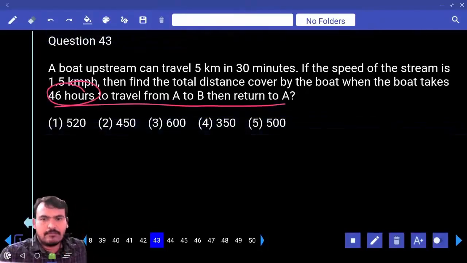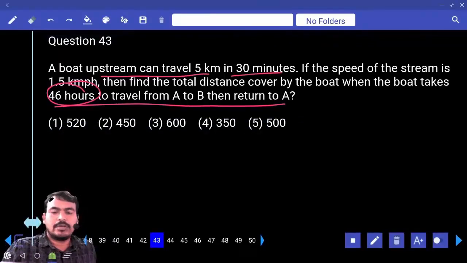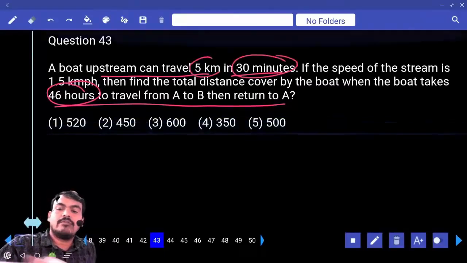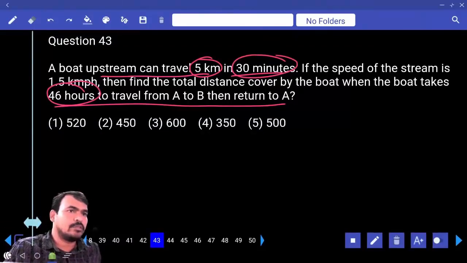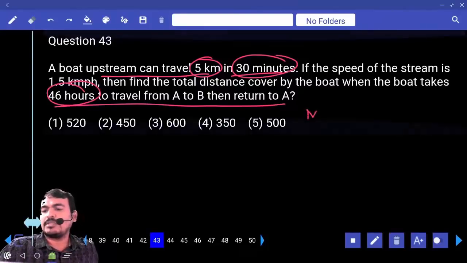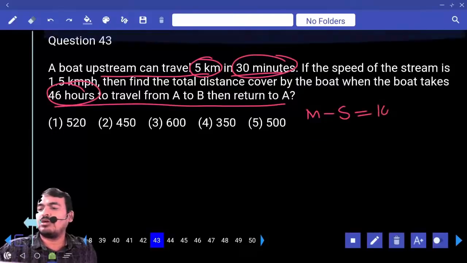46 hours. First of all, in upstream, 5 kilometers are covered in how many minutes? 30 minutes. Speed is nothing but the per hour value. In 30 minutes, 5 kilometers are covered, so in 60 minutes, 10 kilometers. Then upstream speed means m minus s or m plus s? M minus s.